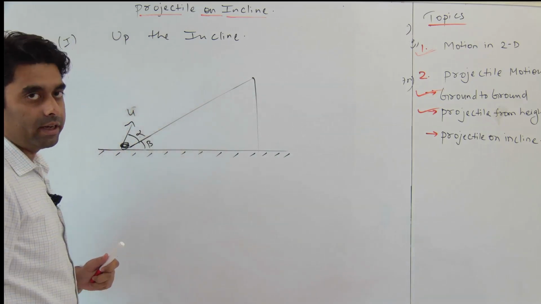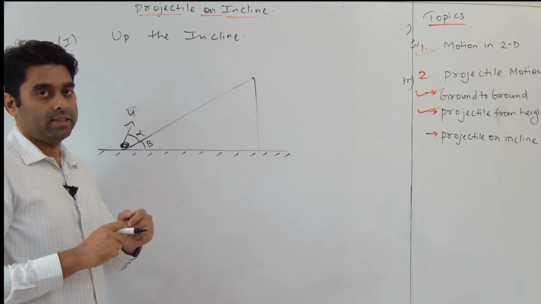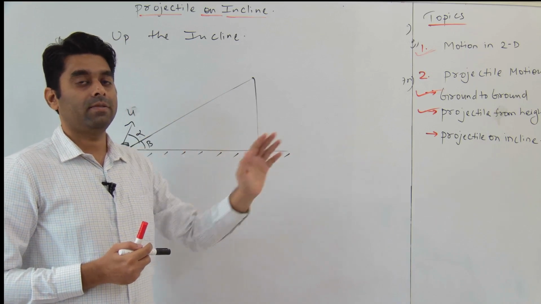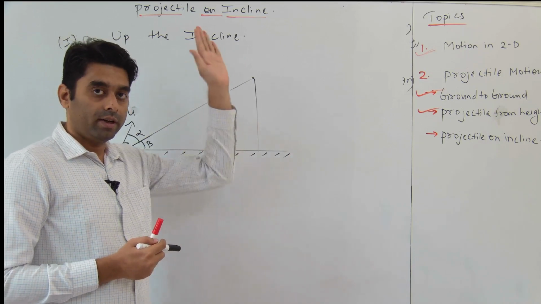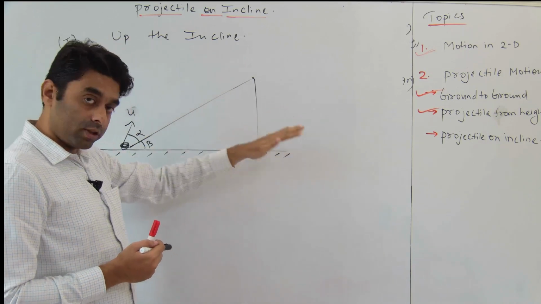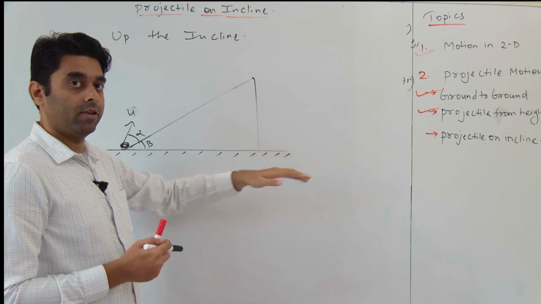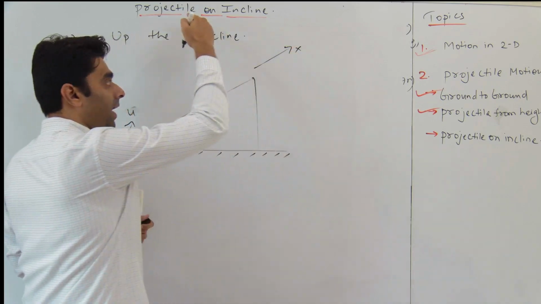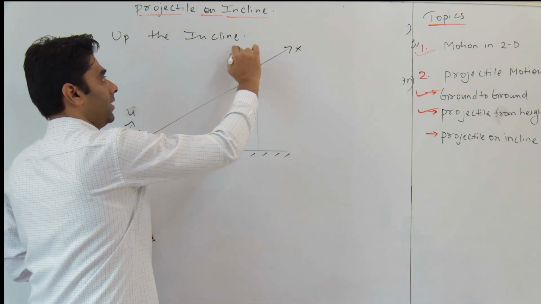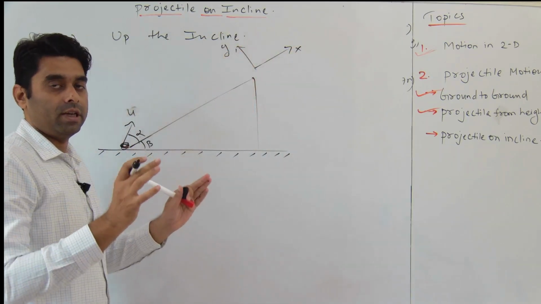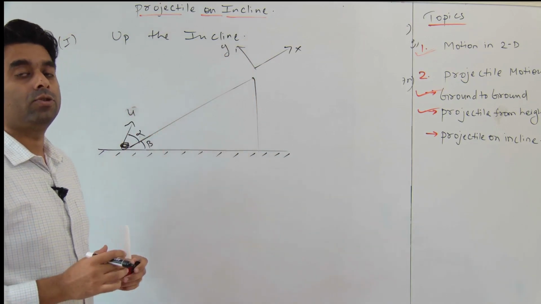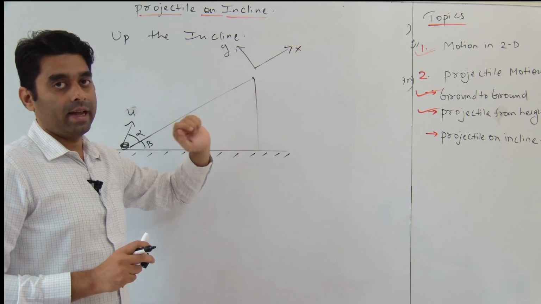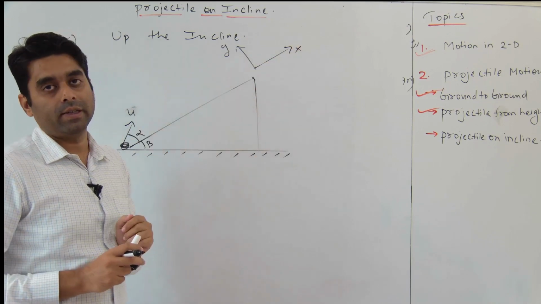Now how do we deal with it? First of all, the coordinate system x and y, which we generally take horizontal and vertical, is changed for this situation such that x is taken along the incline and y is taken perpendicular to the incline. So the first thing done to study projectile on incline is to consider this coordinate system: along the incline we consider x direction, and perpendicular to incline we consider y direction.